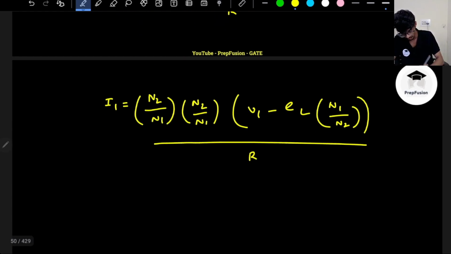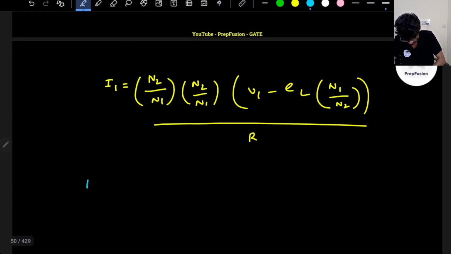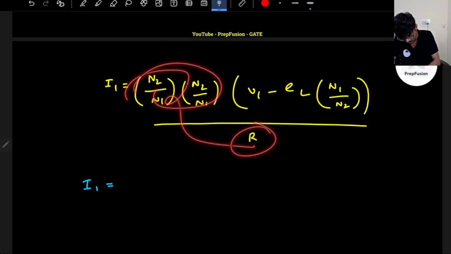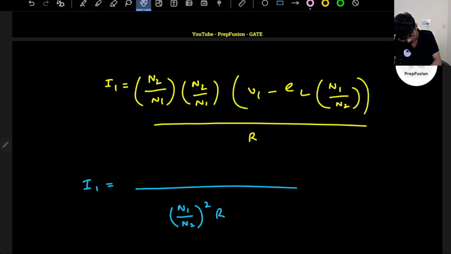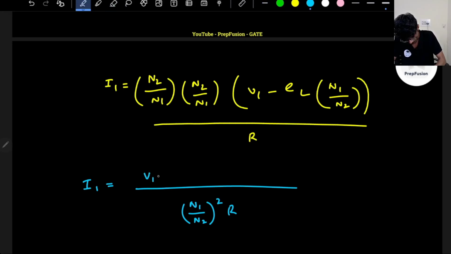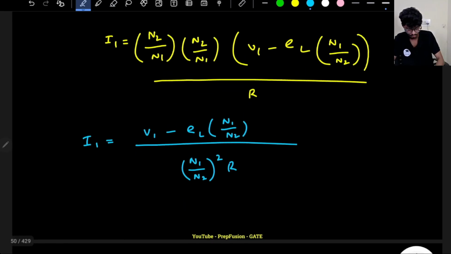So basically I am trying to convert this circuit. You will understand. My I1 is equal to what? I want to club these terms together with R, so this will be (N1 by N2) whole square into R in the bottom, and on top V1 minus EL into N1 divided by N2. So basically what is this? If I convert this into a circuit, right?